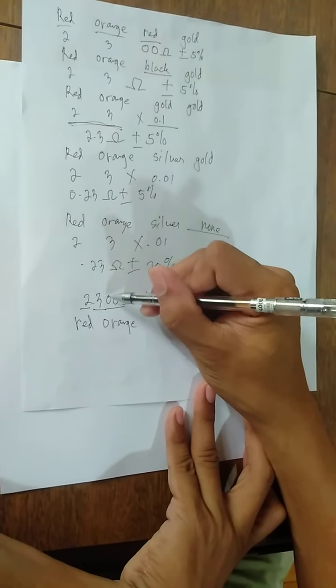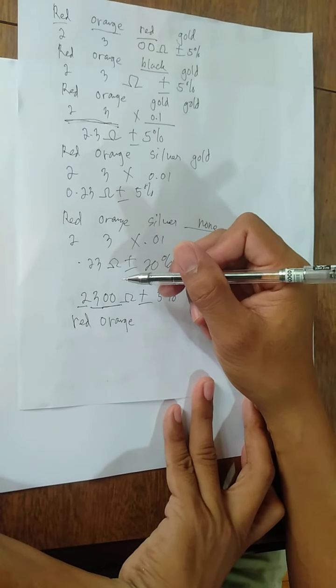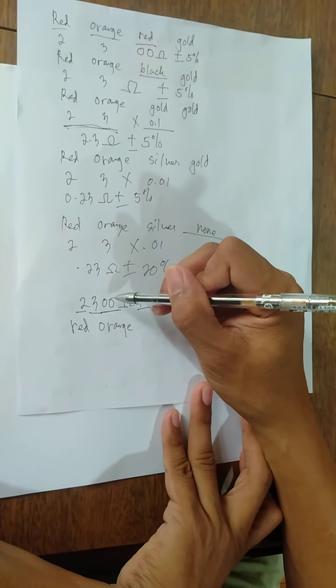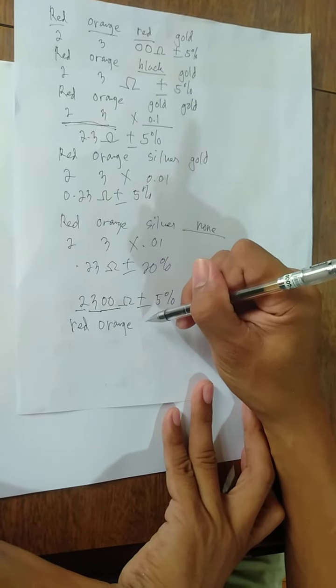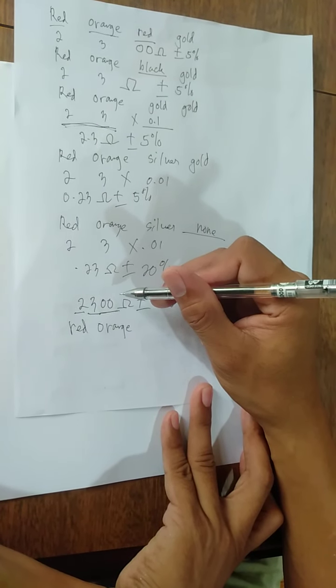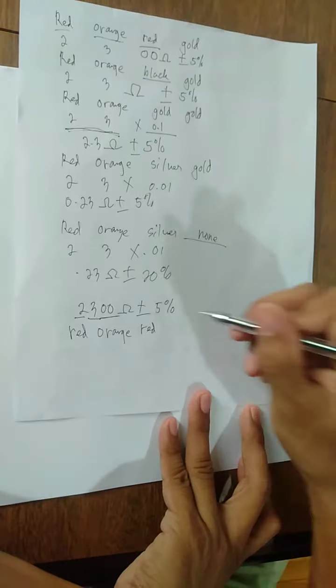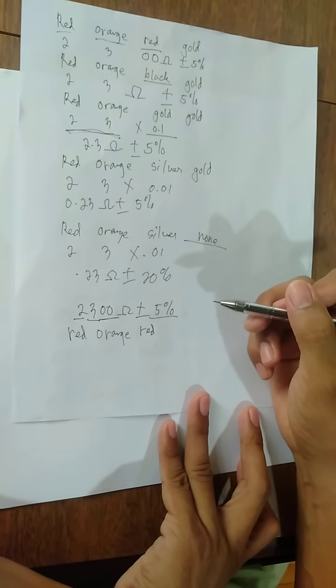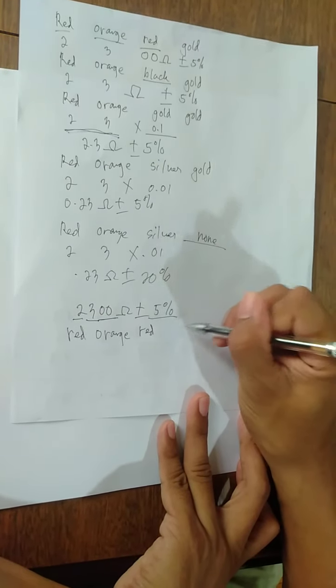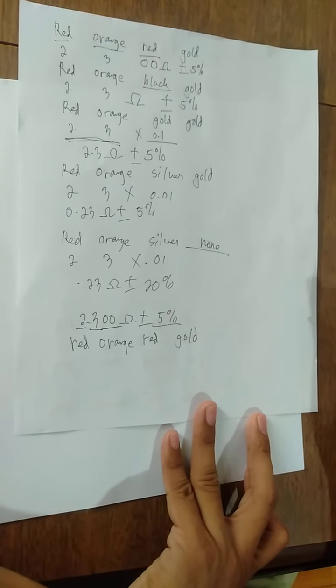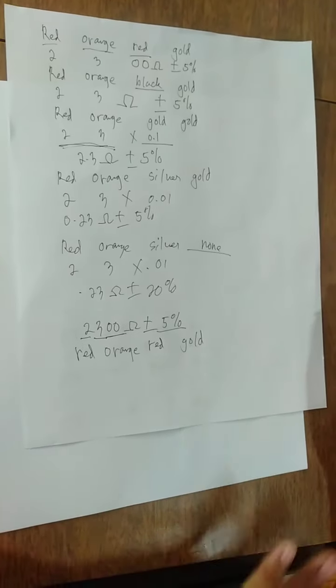Okay, now these 2 zeros here is that multiplier. So if you have 2 zeros, your third band should be red. And then the 5%, positive, negative 5% is gold. Okay, so that is how you do the reverse.